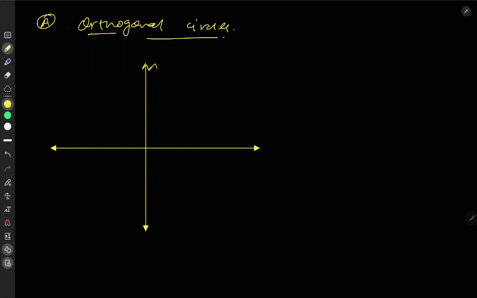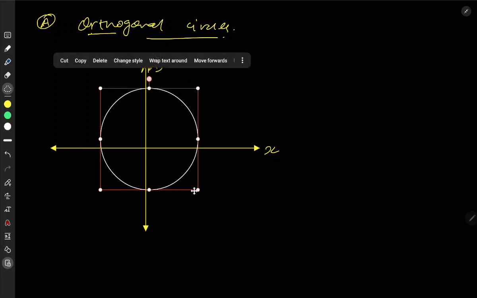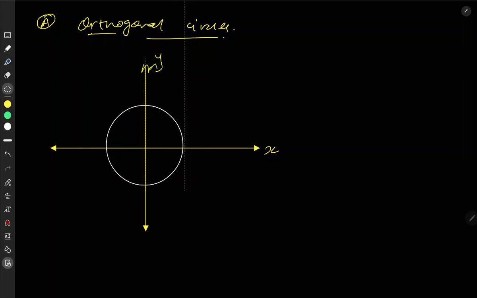So this is our x-axis, this is our y-axis, and this is a circle. Let it be a small circle because we'll be doing a bit of construction now. In this circle, we'll be drawing two tangents. One tangent is this one and the other tangent is this one. I'm taking a small example because it may take time to construct tangents at every point.